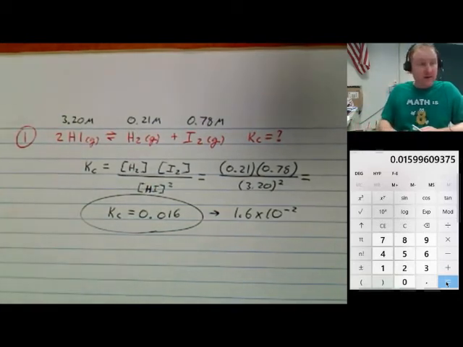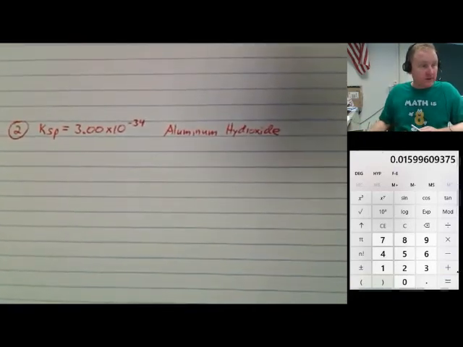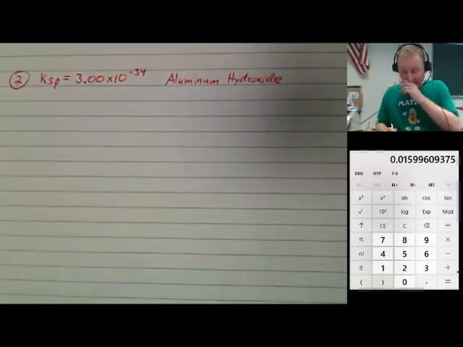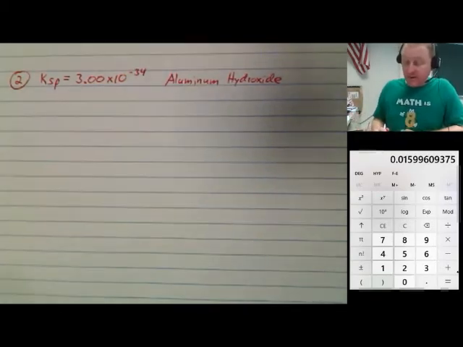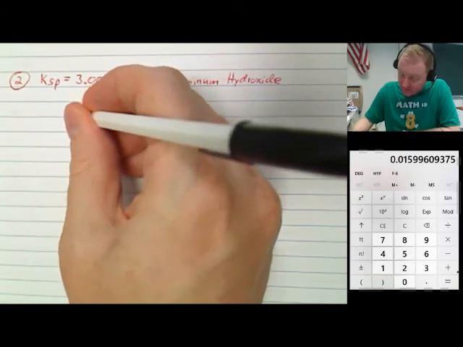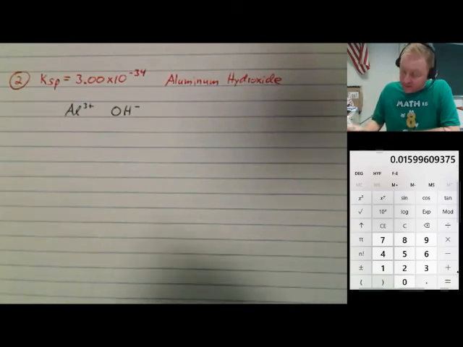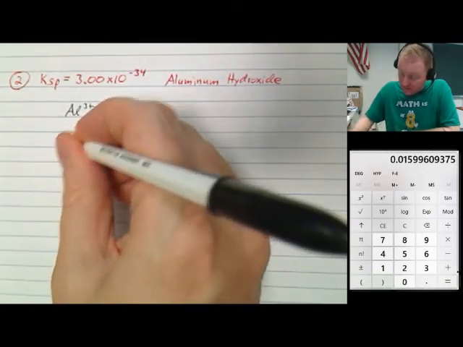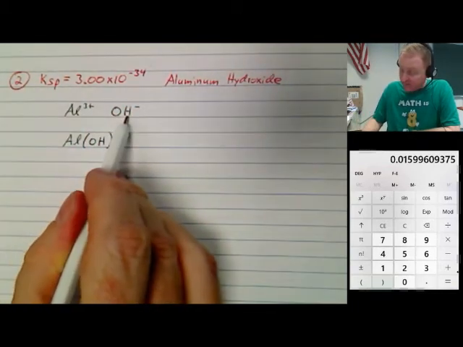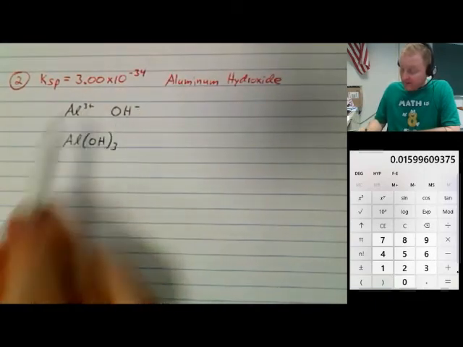Let's take a look at our second question. If we have a Ksp for aluminum hydroxide, what are our concentrations? To do this, we first have to look at what aluminum hydroxide is. Aluminum has a +3 charge and hydroxide has a -1 charge. So aluminum hydroxide would be Al(OH)3. I'd have to have 3 hydroxides to balance out the +3 charge.